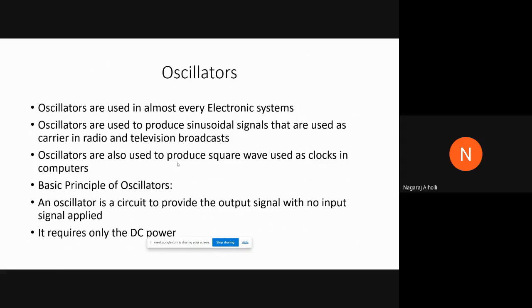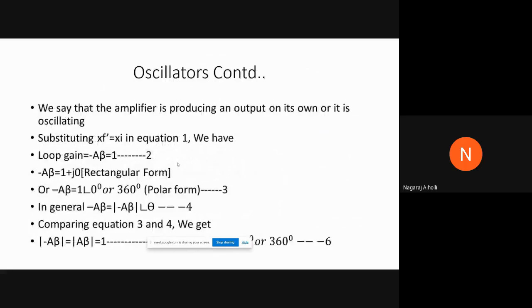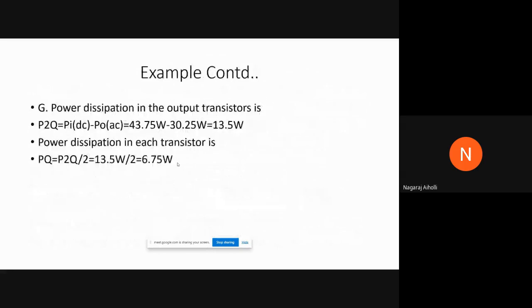Next is the oscillators. Oscillators are the circuits which produce oscillations without any input signal. That is nothing but the definition of the oscillators. These oscillators we will take up in the next class. What is an oscillator? What is its circuit? And how does it function? What is its block diagram?